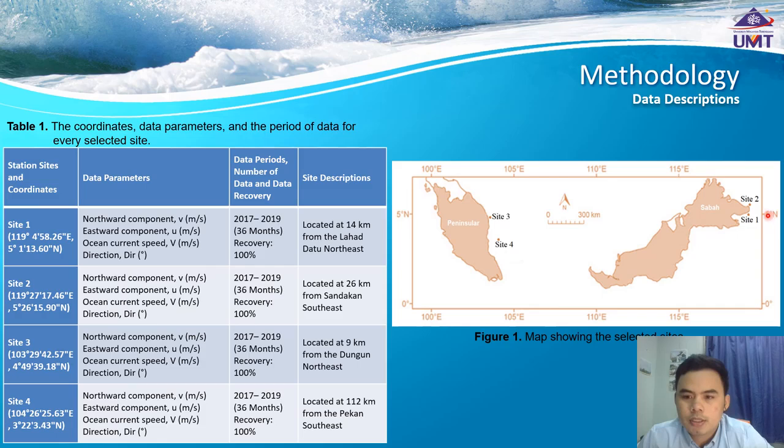So here is site 1, which is located 14 km from Lahad Datu northeast. Here is site 2, which is located 26 km from Sandakan southeast. Here is site 3, which is located 9 km from Dungun northeast, and site 4, which is located 112 km from Pekan southeast in Pahang.